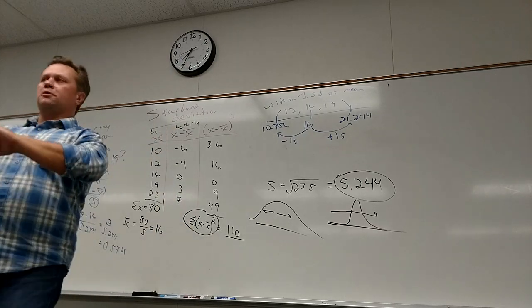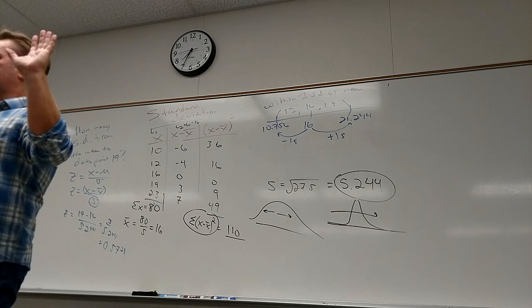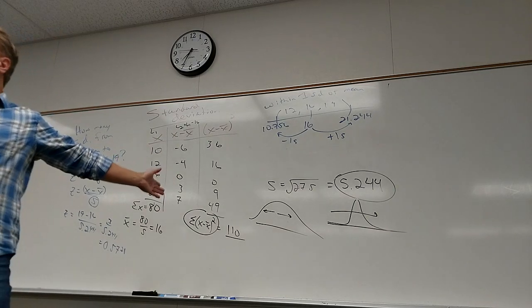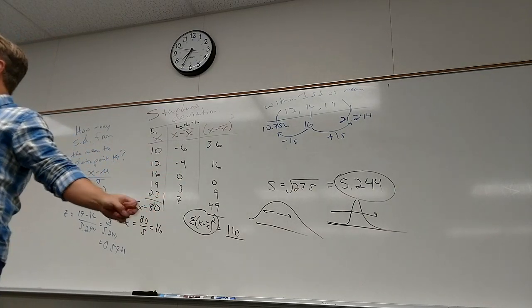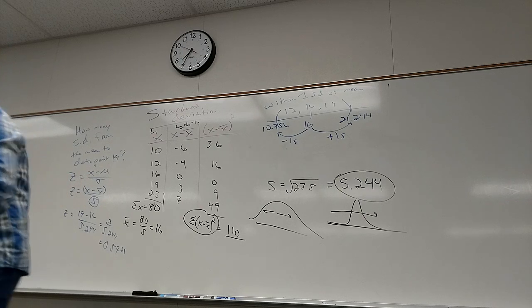All right, so now I'm going to open it up to whatever you guys want to talk about. You can ask questions about this if you want to. How do we get the 5 number summary?